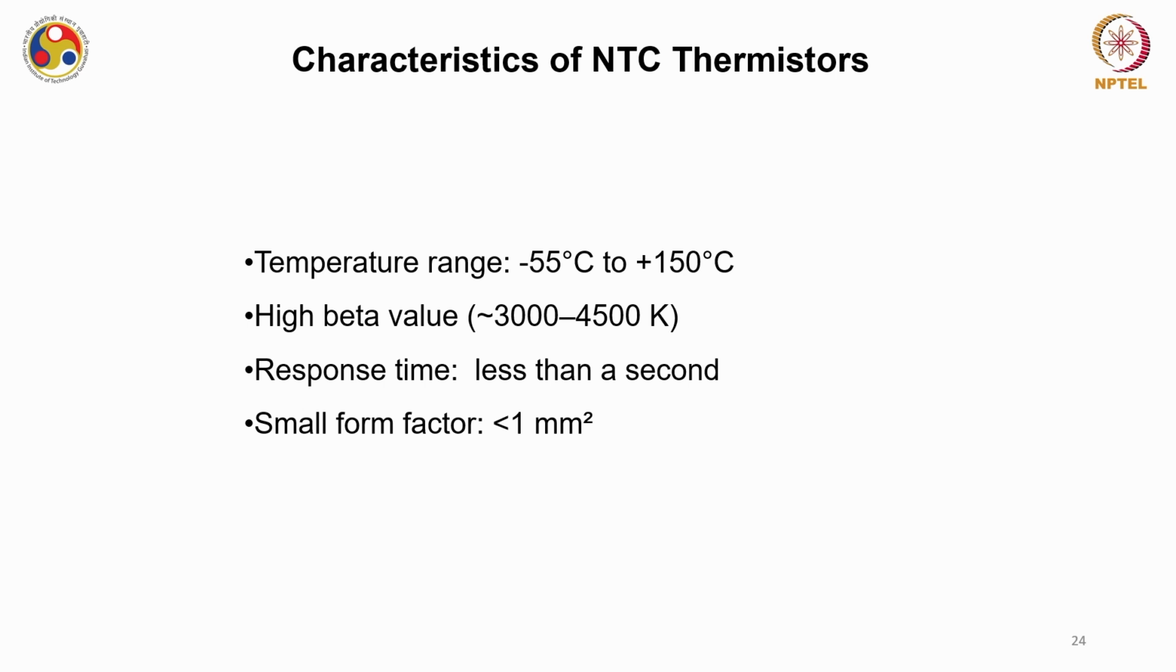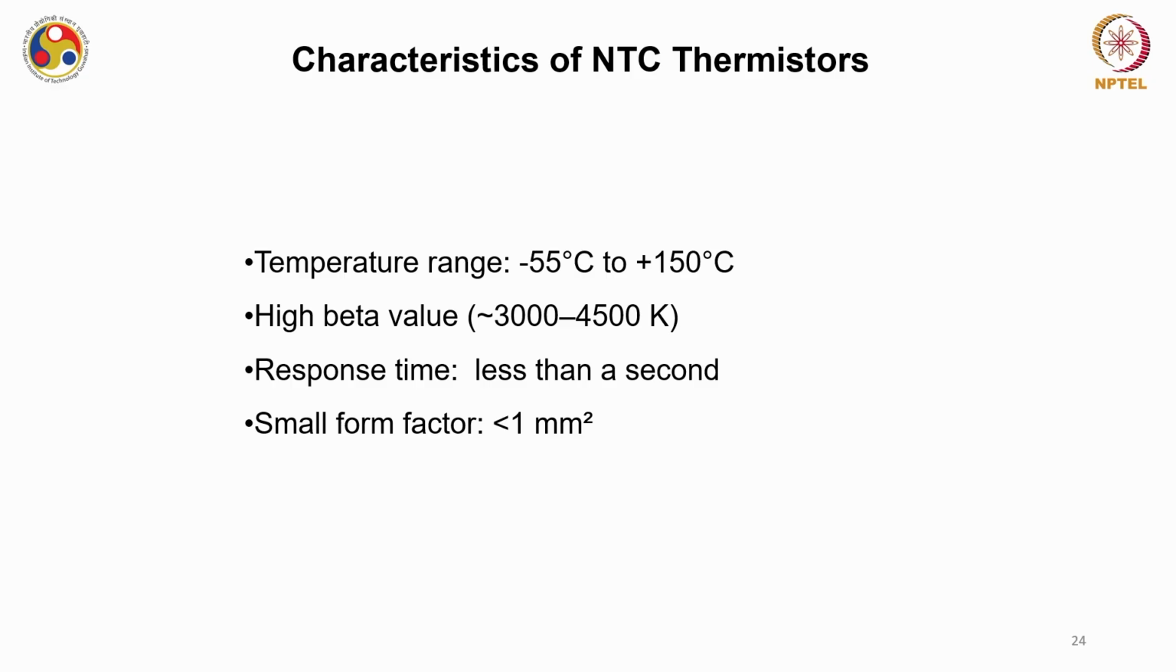But the good thing is that their beta value is very high. When I say beta value, I want to say the relationship between the temperature and its resistance. Since beta value is high, it means the slope is steeper, which means that the sensitivity is high. The response time of these NTC thermistors is really quick. You can expect it to give a response within a single second, which means that these devices are very fast. And that's why I mentioned initially that NTC thermistors are very popular as compared to other temperature measurement devices.